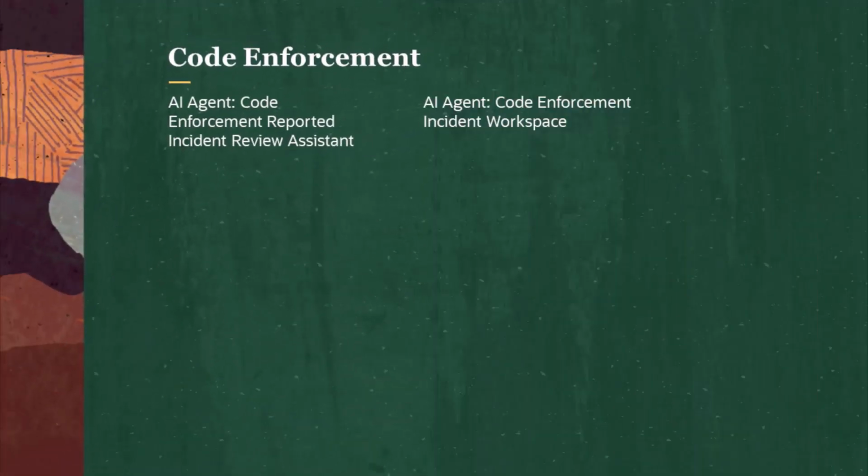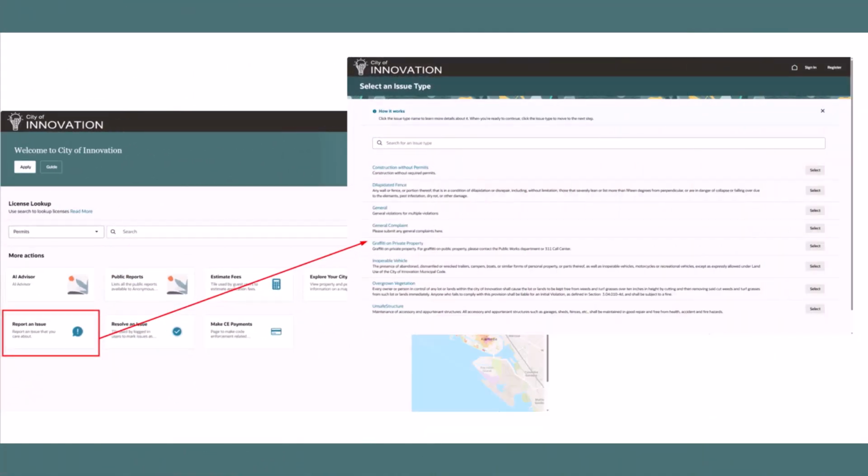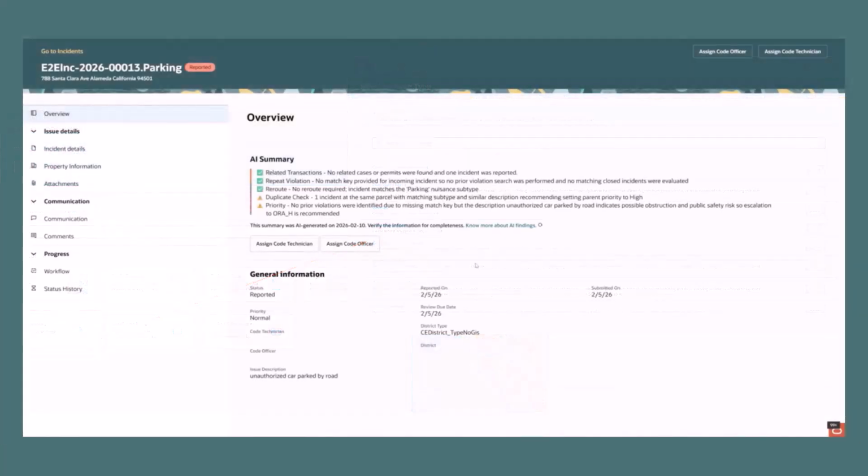Code enforcement features include AI Agent Code Enforcement Reported Incident Review Assistant, AI Agent Code Enforcement Incident Workspace. Public users report violations through the Report and Issue process. Upon submission, the Reported Incident Review Assistant, AI Agent for Code Enforcement, triggers parallel analysis loops.